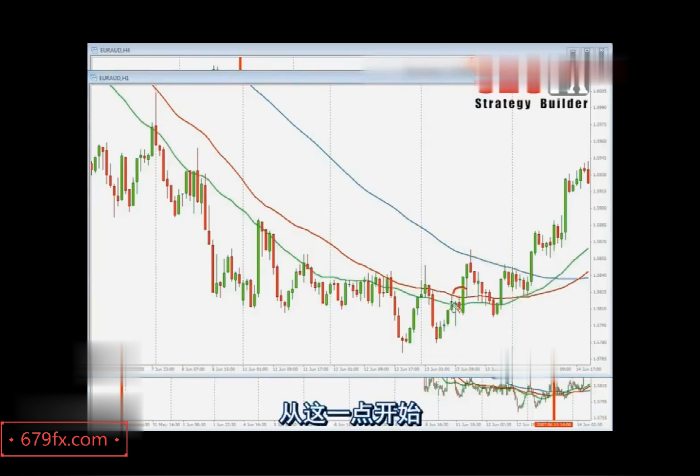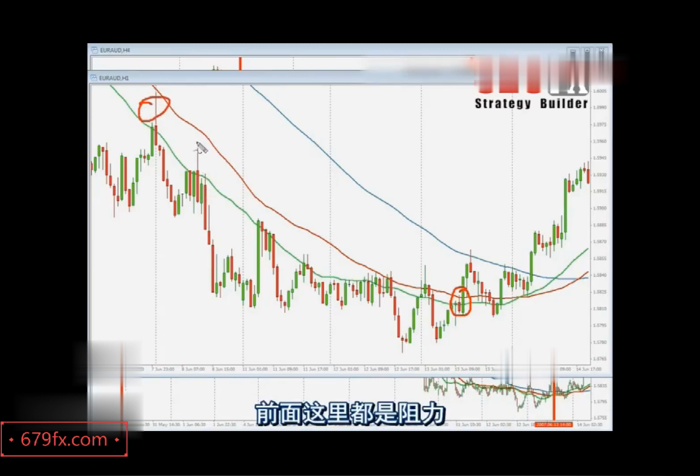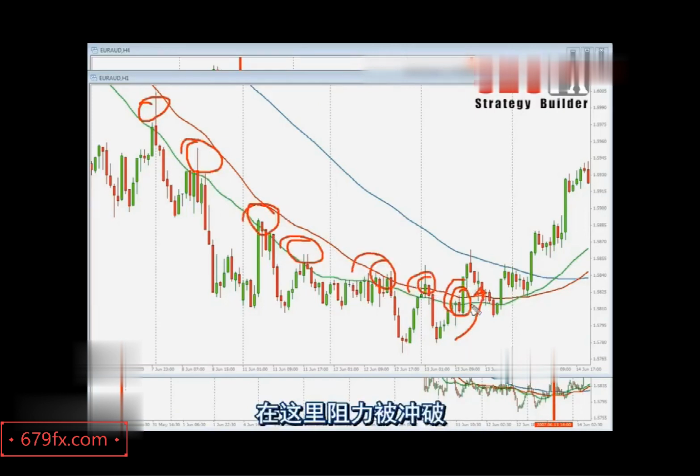At this time of the chart, at this junction, the dynamic area and the moving averages don't hold price below anymore. They stop working as resistance. Okay, they were working as resistance there. They worked as resistance there, and again, and again. But bang! They don't work as resistance anymore here. In fact, price breaches above the 100.